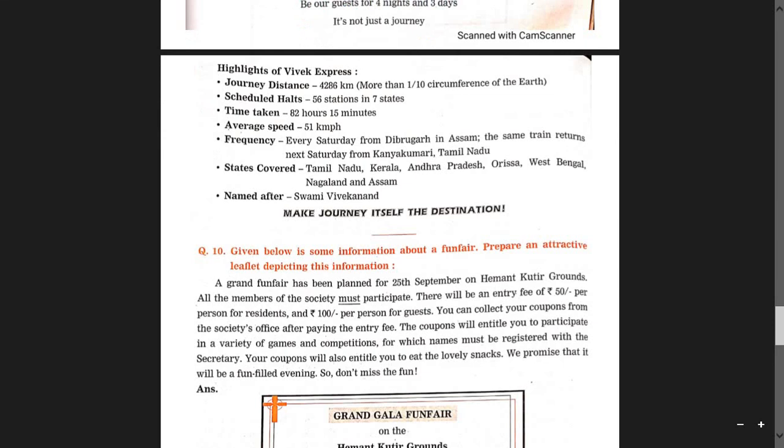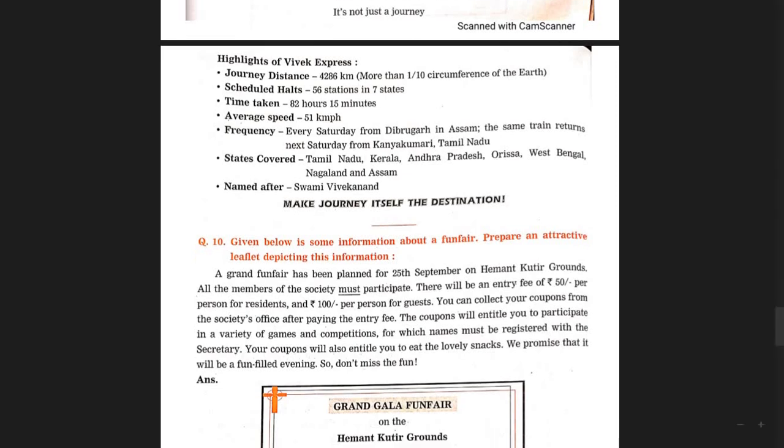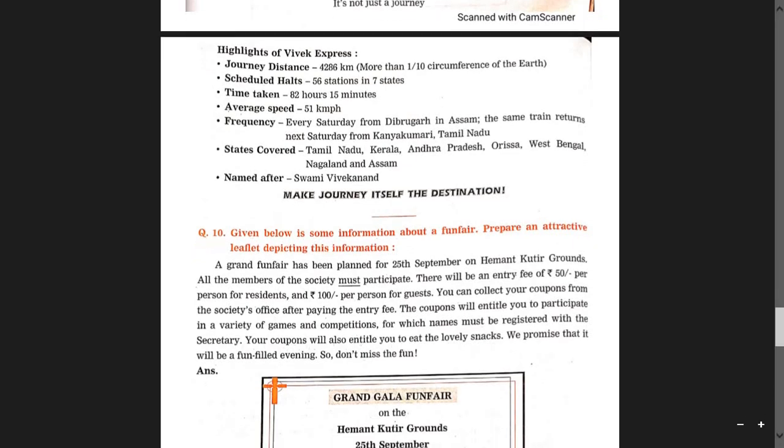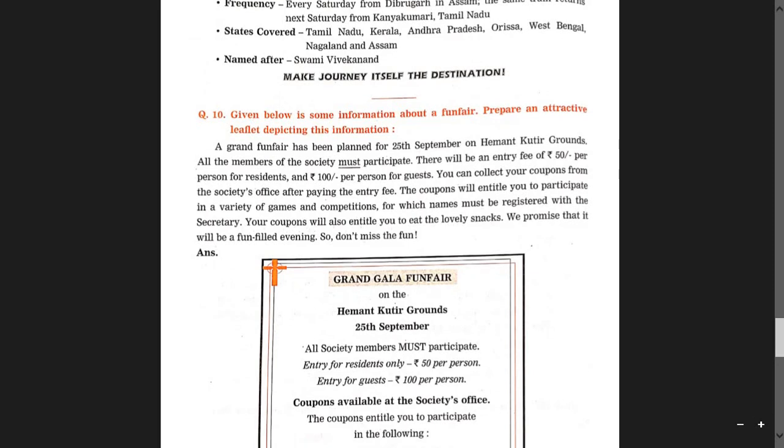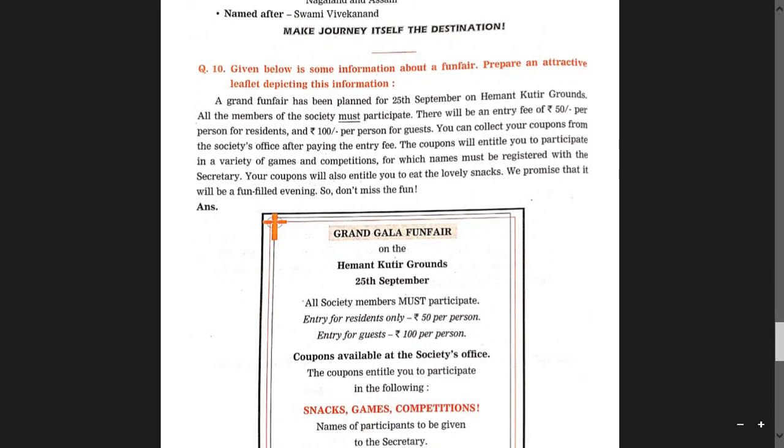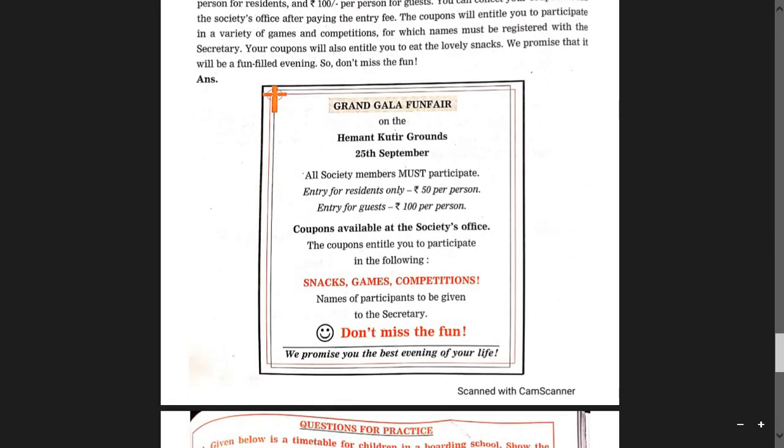And see the good proverb. Short leaflets are always supported by good proverbs. Make journey itself the destination. Or may your journey be as beautiful as your destination. Okay. Next, number 10. Given below is some information about a fun fair.